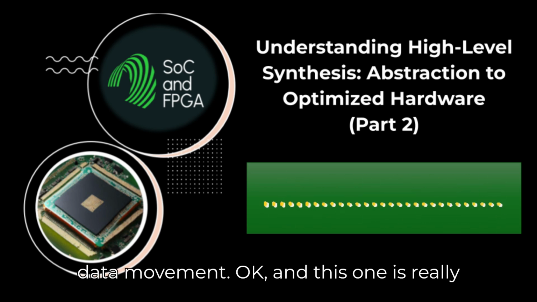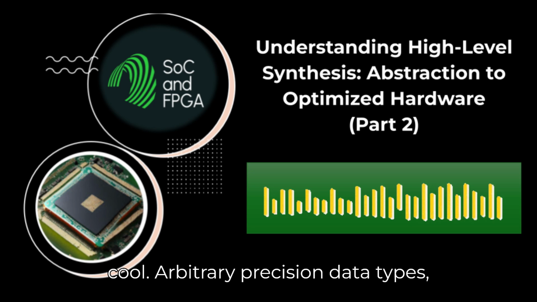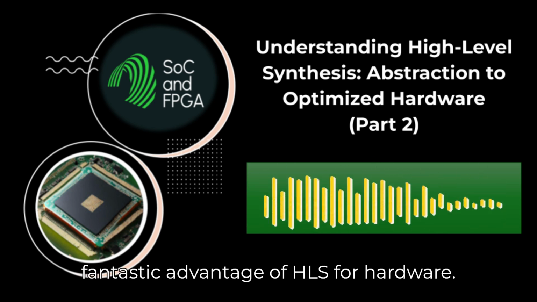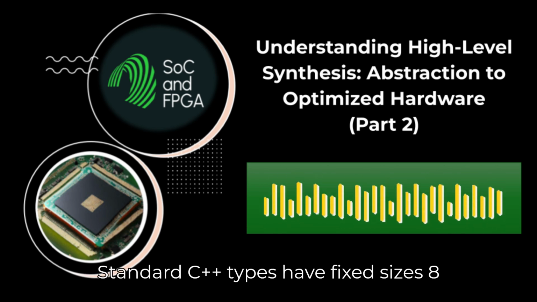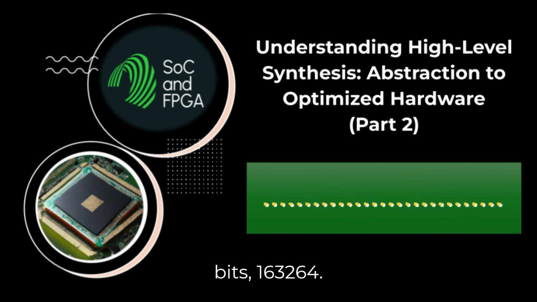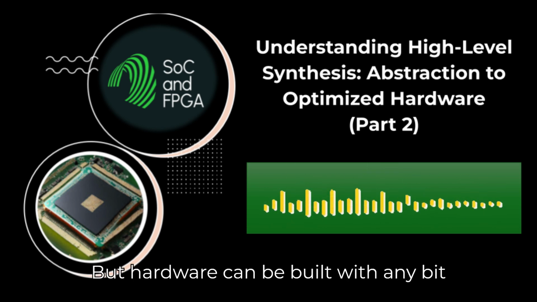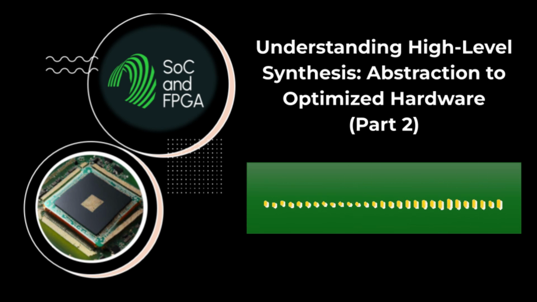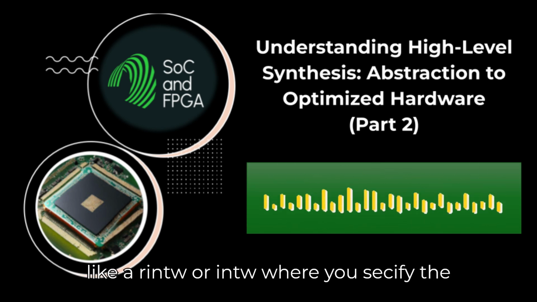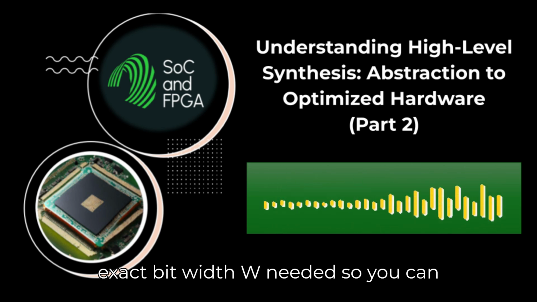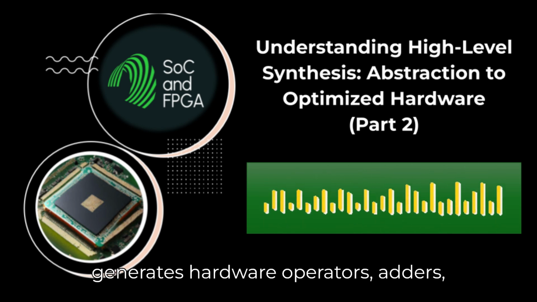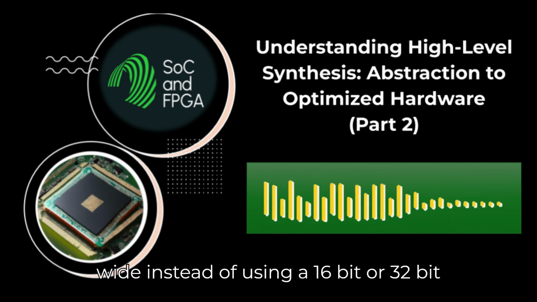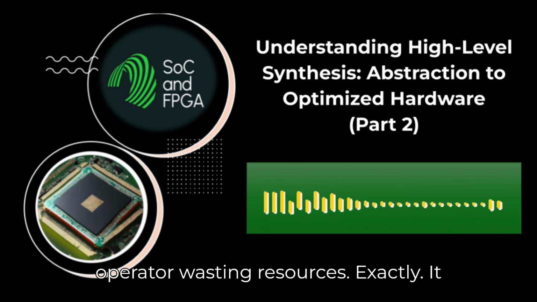Okay, and this one is really cool. Arbitrary precision data types, not just int or float. This is a fantastic advantage of HLS for hardware. Standard C++ types have fixed sizes, 8 bits, 16, 32, 64, but hardware can be built with any bit width. So if I only need 10 bits for calculation... HLS provides custom types, like ap_uintW or ap_intW, where you specify the exact bit width W needed, so you can declare an ap_uint<10>. The tool then generates hardware operators, adders, multipliers, that are precisely 10 bits wide. Instead of using a 16-bit or 32-bit operator, wasting resources.